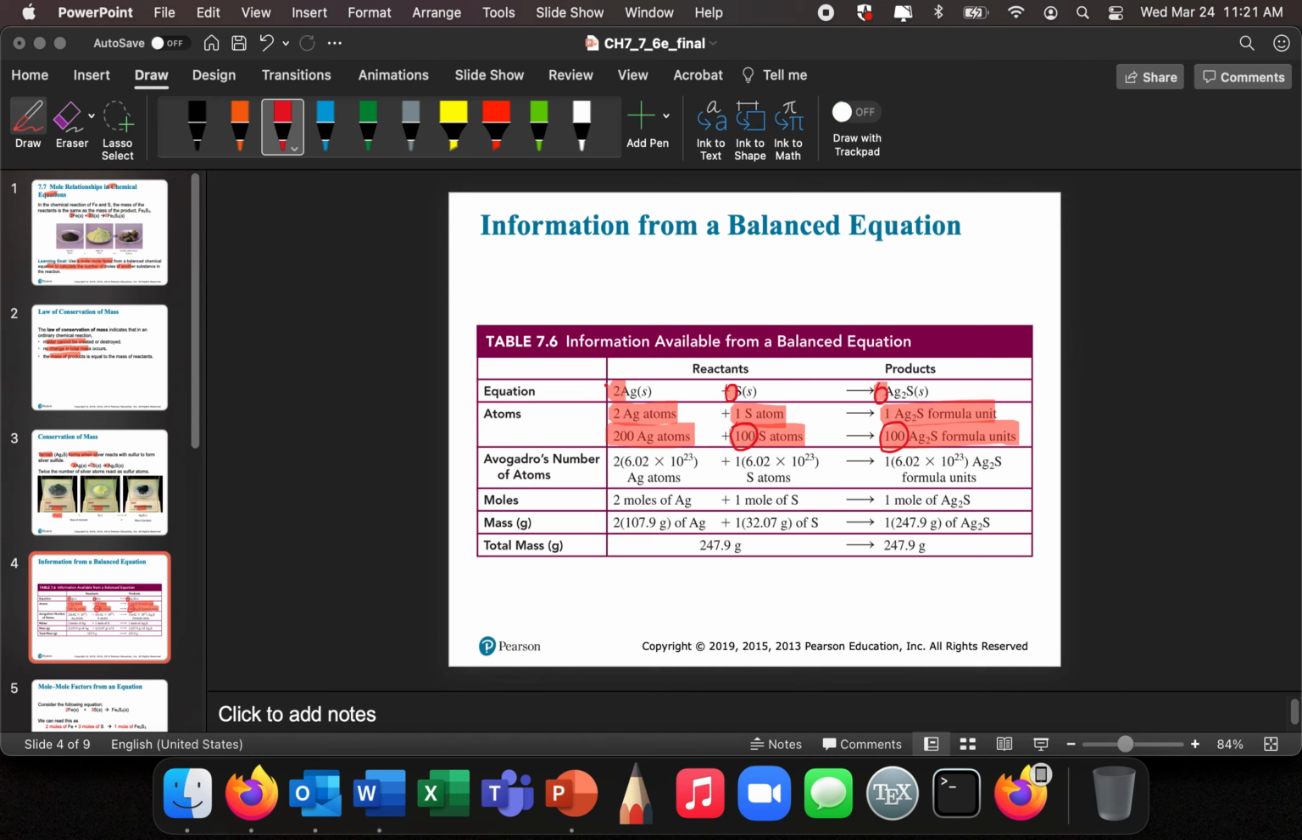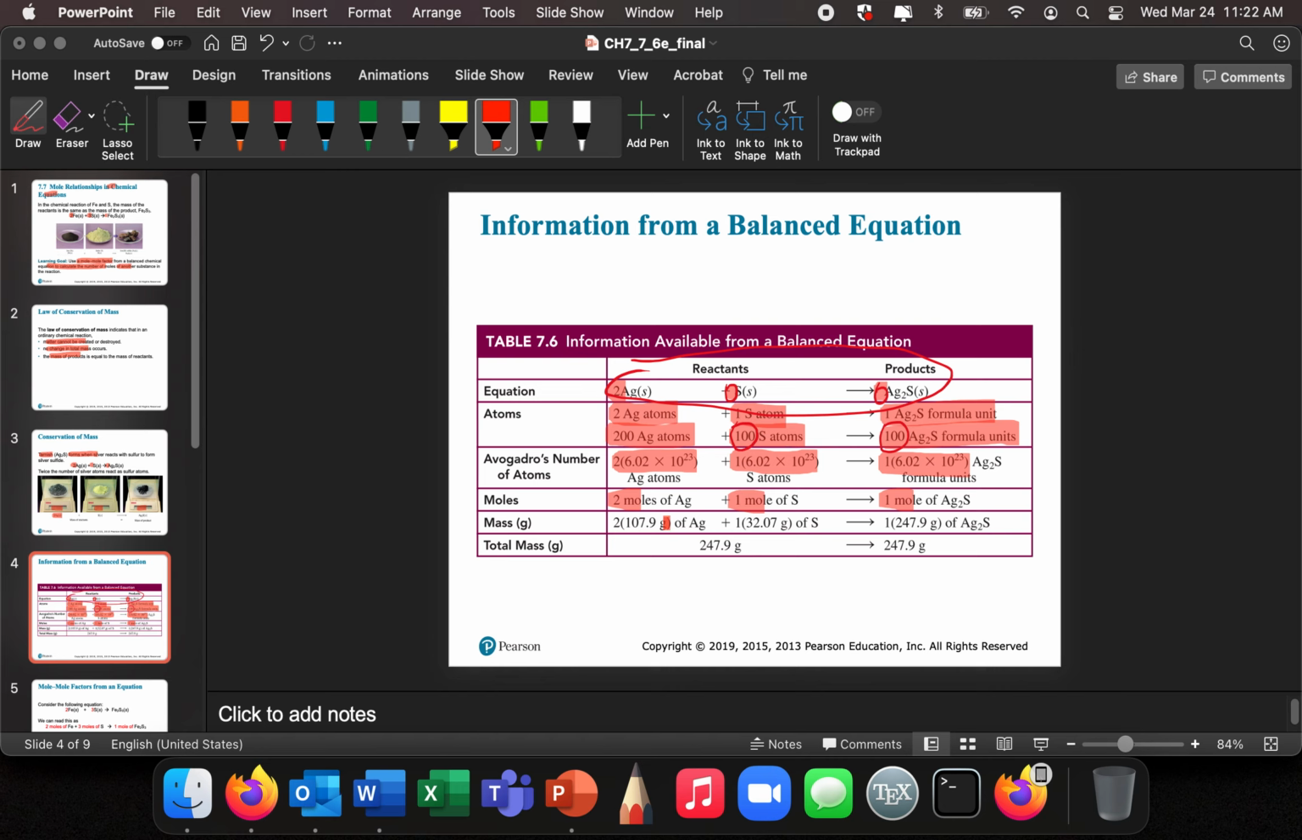You see that? Okay. Now, if we have 2 moles of silver atoms and 1 mole of sulfur atoms, we're going to end up with 1 mole of silver sulfide formula units, right? 2 moles, 1 mole, 1 mole. Why? Because we get all this information from the balanced reaction. All of it from the balanced reaction. Now, the masses we don't get from the balanced reaction. The masses we have to get from the molar mass, right?